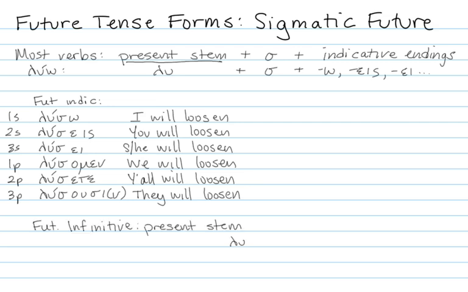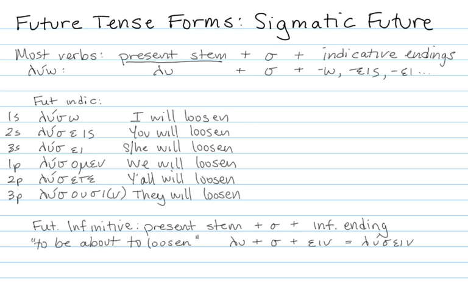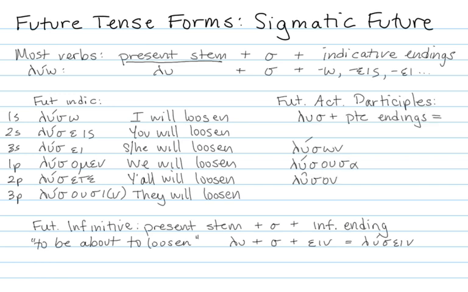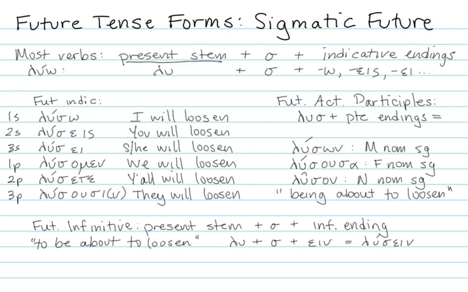So we'll take the present stem, lu, plus a sigma, plus the infinitive ending ein to get lusein, which you can translate to be about to loosen. And then we'll follow the same pattern for the future active participles. So luso plus the participle endings, which are on, ousa, on. So the first one is masculine nominative singular, the second one is feminine nominative singular, and the last one is neuter nominative singular. All of those would be translated being about to loosen.